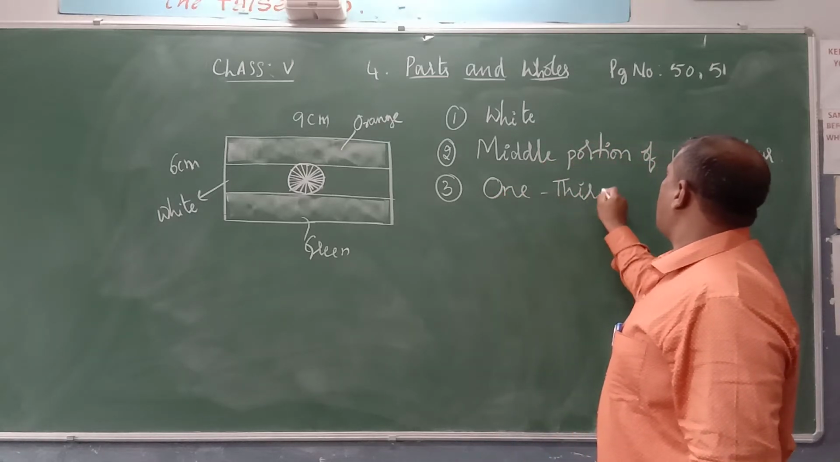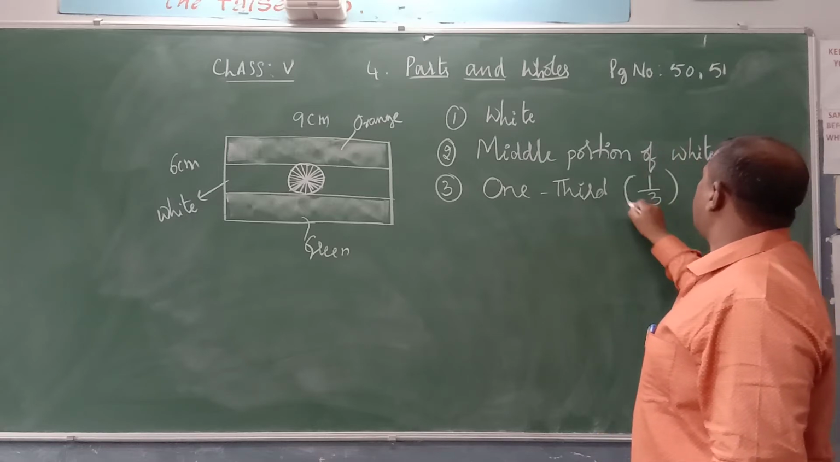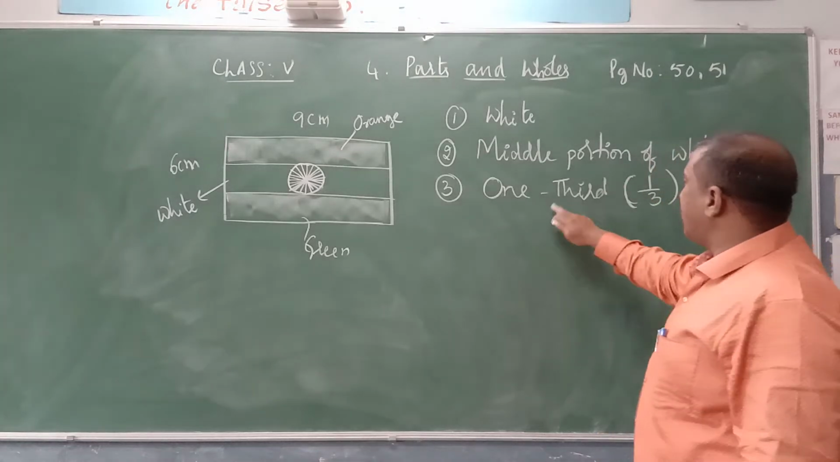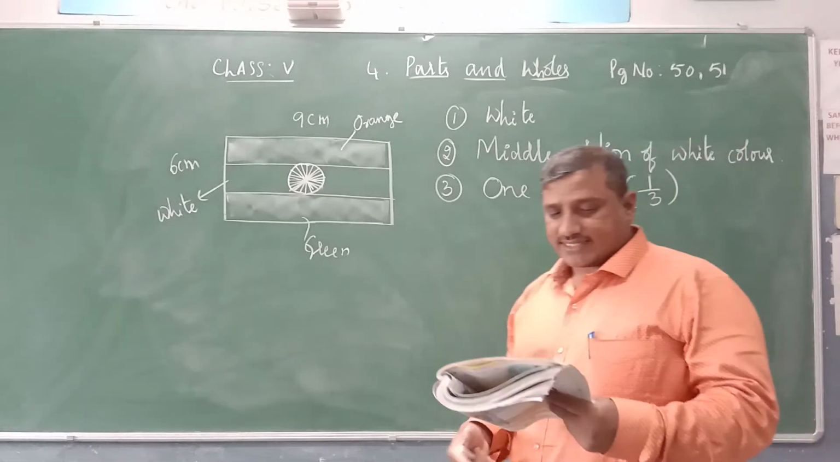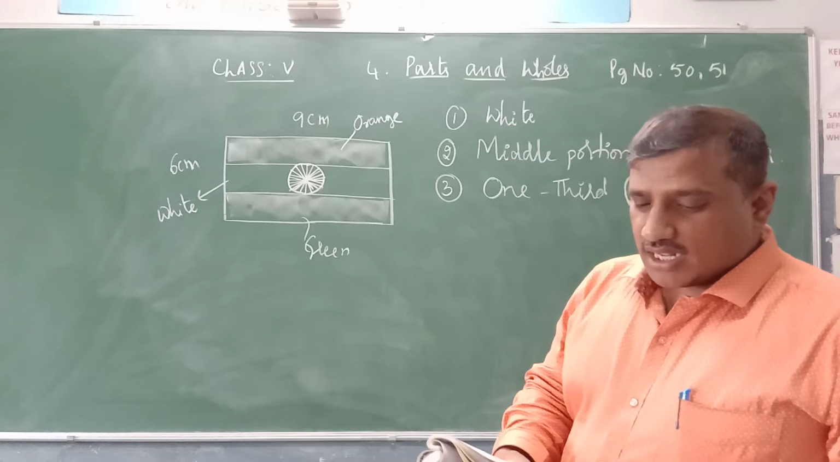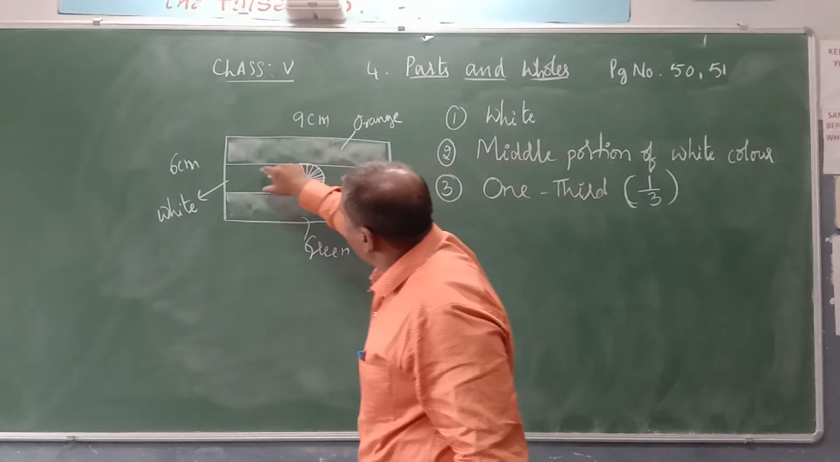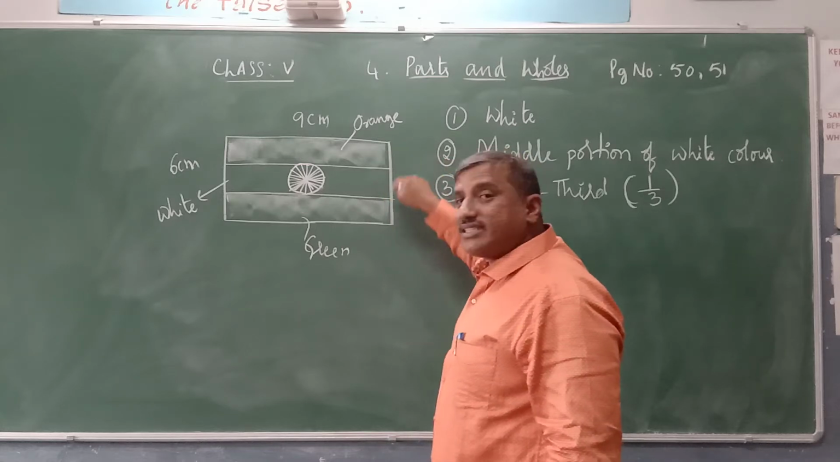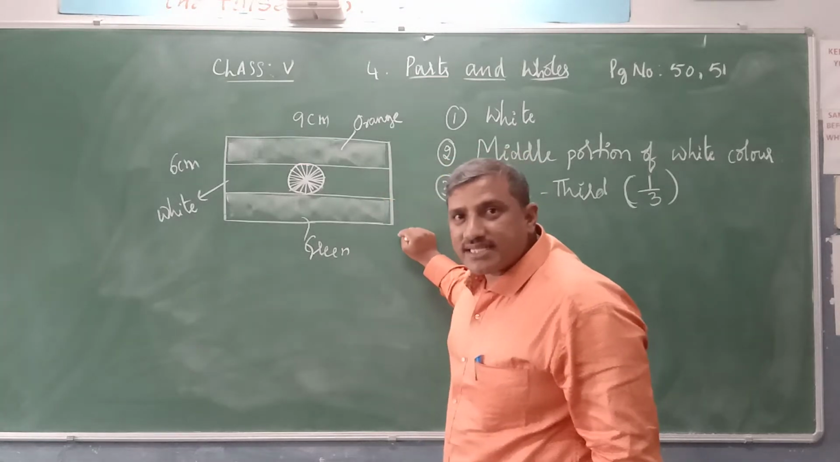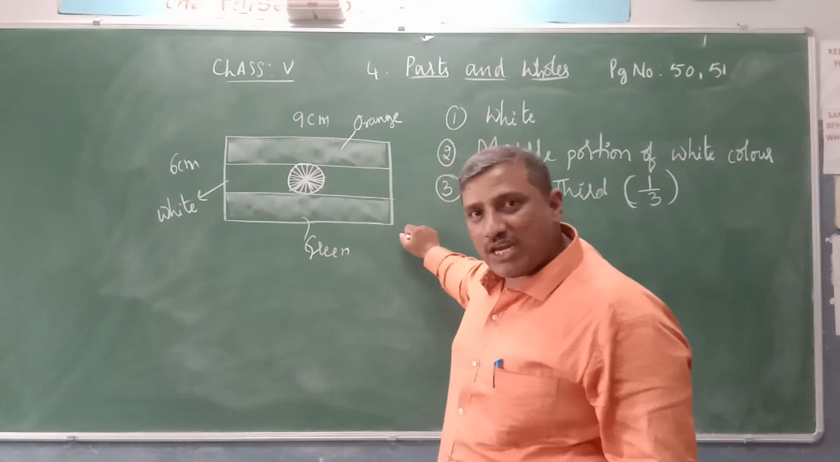1/3. In fractional form it is 1/3. 1/3 of the flag is green color. Next, is the white color less than 1/3 of the flag, and why? Is it less than 1/3? Yes. Why? Reason?